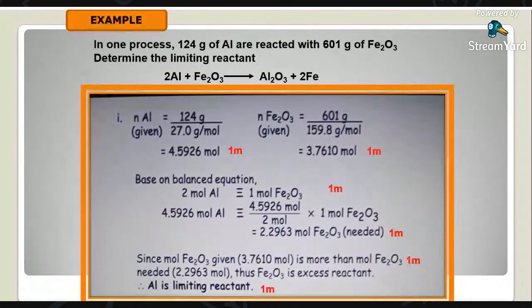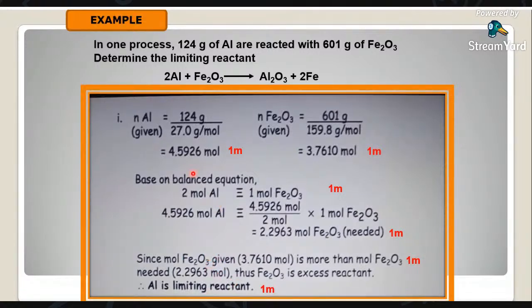How to get full marks when determining the limiting reactant? Alright, so we have a question here. We have aluminium reacted with iron oxide, determining the limiting reactant. The maximum marks given to determine the limiting reactant is 6 marks, meaning that you can get a maximum of 6 marks only to find the limiting reactant.